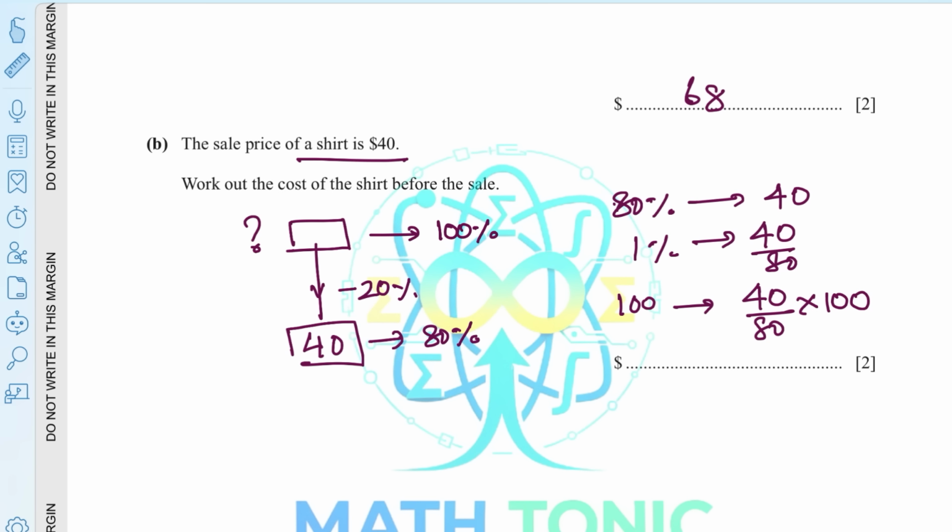Right, now what to do? 40 times 1, 40 times 2, again 100 over 2, 2 times 1 and 2 times 50. Simple. So the answer should be $50. Are you getting it? That means this initial cost should have been $50.